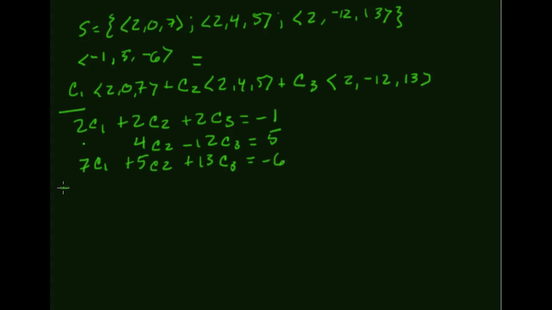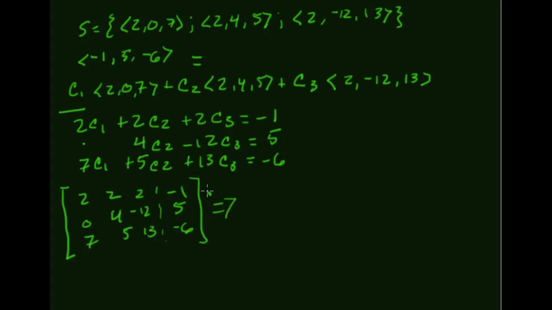Okay, so this is solving a system of equations. We know how to do that. We go 2, 2, 2, negative 1, 0, 4, negative 12, 5, 7, 5, 13, negative 6. You can use MATLAB to Gauss-Jordan that. I have the result here. It gives me 1, 0, 4, negative 7 fourths, 0, 1, negative 3, 5 fourths, 0, 0, 0, 0, right?